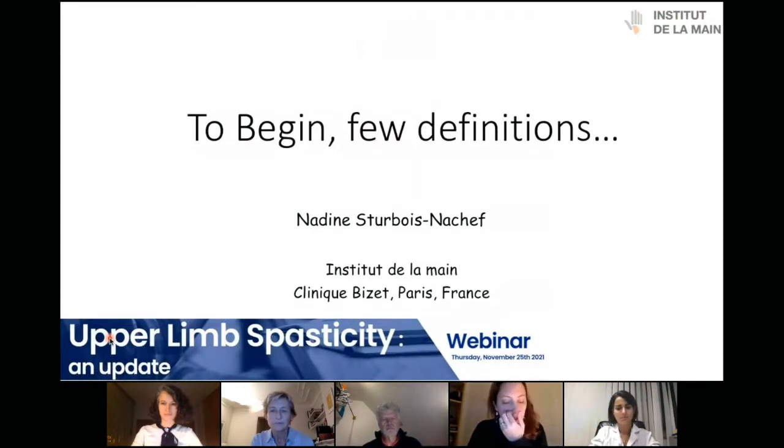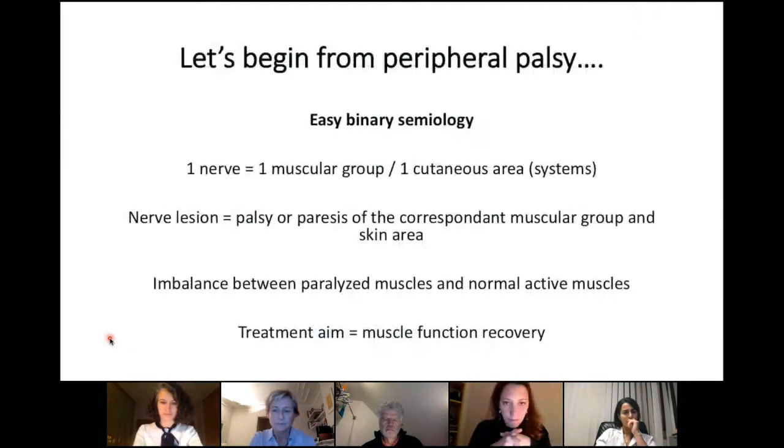You may know that the clinical picture of patients with central nervous system injuries is very particular. Maybe some of you don't have experience with these kinds of patients. So let's begin from peripheral palsy, the basis. Usually in peripheral palsy, it's a very easy, binary semeiology. There is one nerve injury and a corresponding muscular palsy. So it leads to an imbalance between paralyzed muscles and normal active muscles.